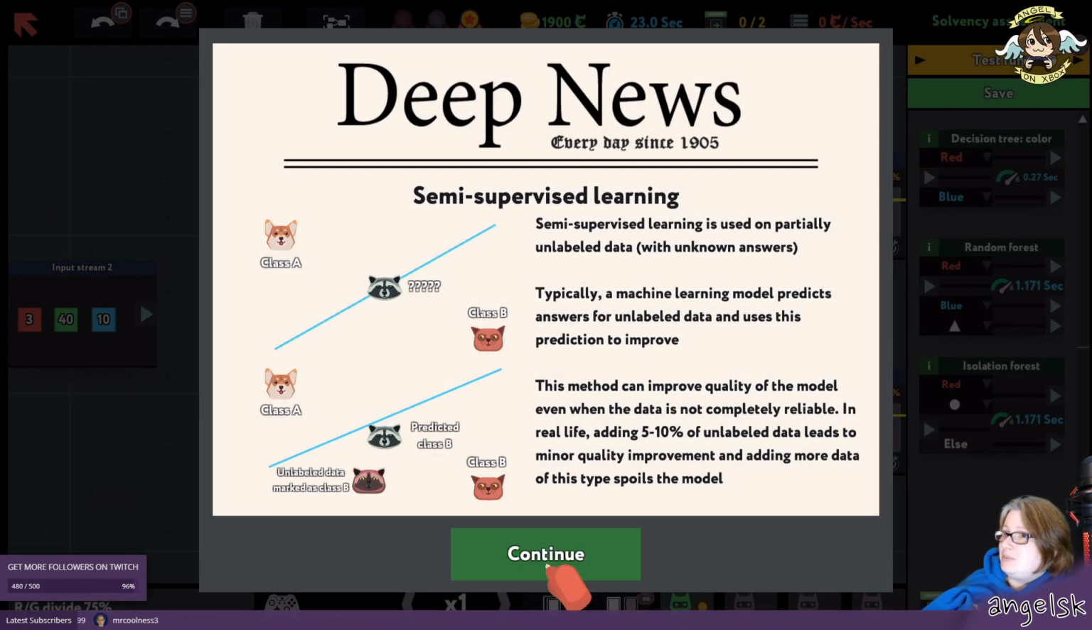Okay. Deep news. Semi-supervised learning. Semi-supervised learning is used on partially unlabeled data with unknown answers. Typically, a machine learning model predicts answers for unlabeled data and uses prediction to improve. This method can improve quality of the model even when the data is not completely reliable. In real life, adding 5 to 10% of unlabeled data leads to minor quality improvements, and adding more data of this type spoils the model. Cool.